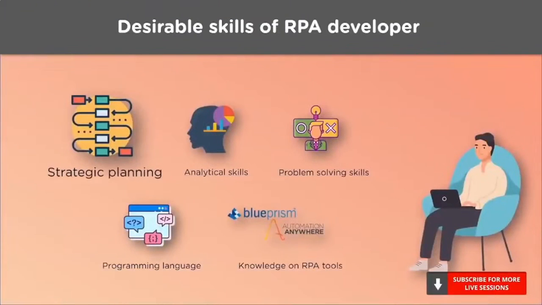First up is strategic planning. Planning is a critical phase in any development lifecycle. The RPA developer, regardless of the designation, should possess the aptitude to ensure strategic planning. Strategic planning basically includes design, development, and implementation of RPA systems. This also helps streamline the entire business to optimize the efficiency.